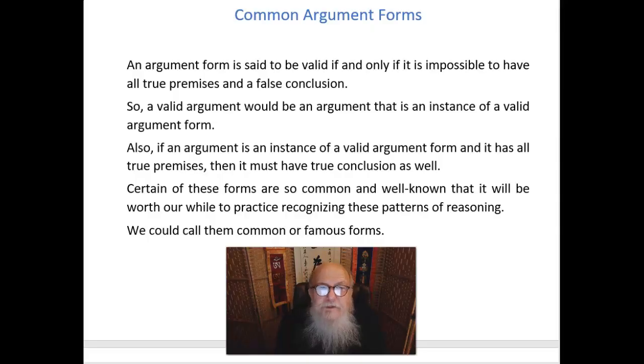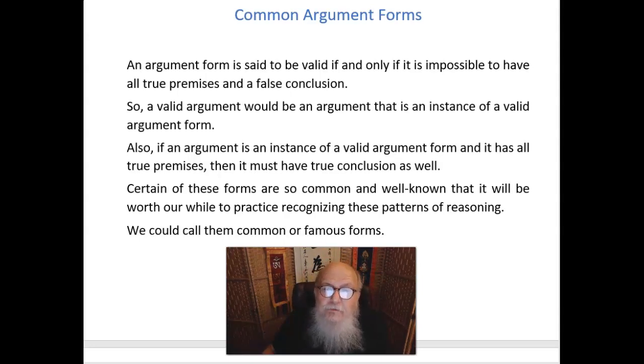Now, we've learned previously that an argument form is said to be valid if and only if it's impossible to have all true premises and a false conclusion. So a valid argument would be an argument that's an instance of a valid argument form. Also, if an argument is an instance of a valid argument form and it has all true premises, then it must have a true conclusion as well.